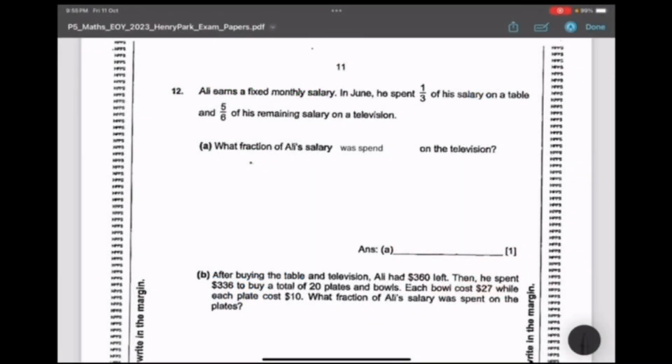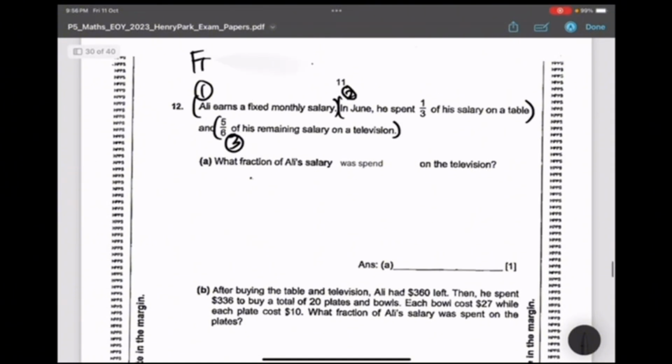Moving on to question 12. Ali earns a fixed monthly salary. This sentence doesn't tell us much information. There's nothing that I can write out of this sentence, so I'll move on to the next. In June, he spent 1/3 of his salary on a table. And sentence 3, 5/6 of his remaining salary on a television. So immediately reading this question, I know that this is a fractions question, and the concept that we are working with is remainder of remainder.